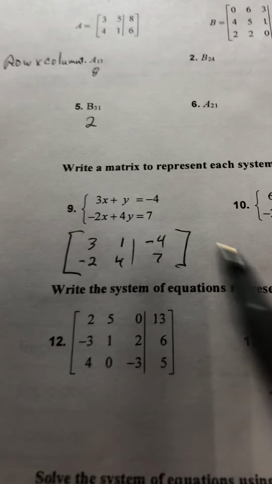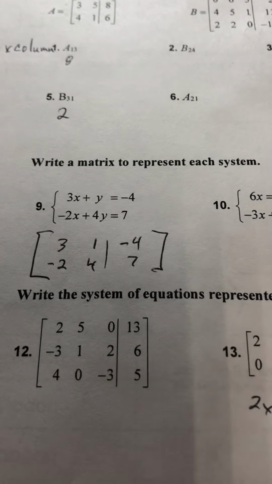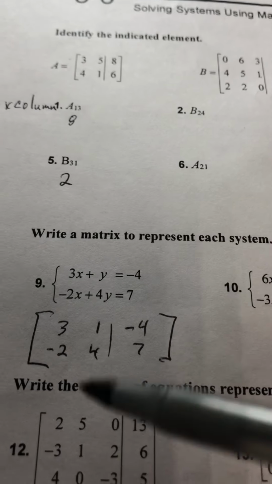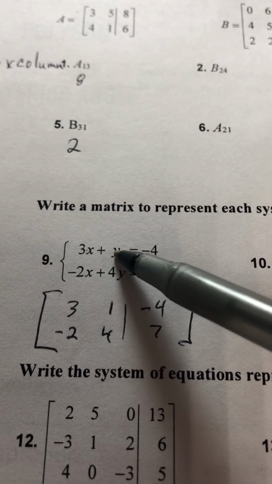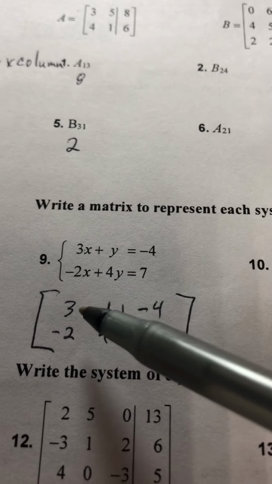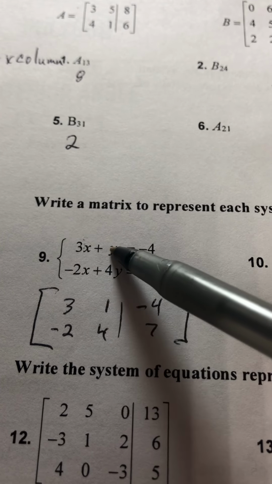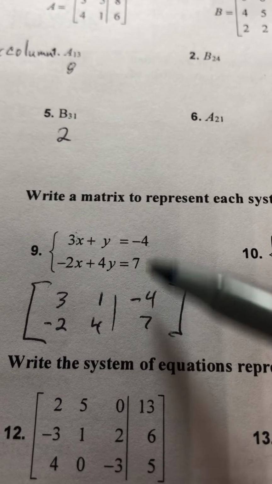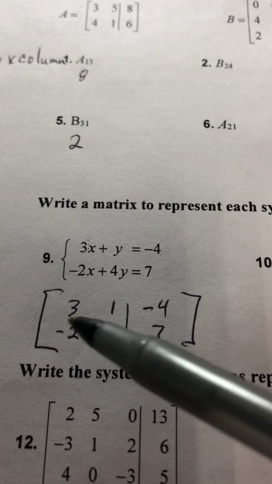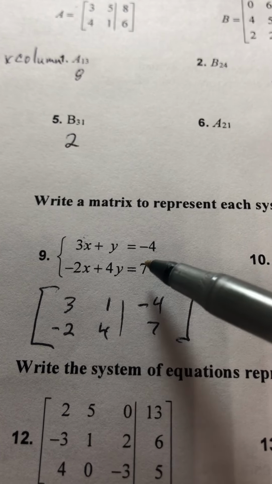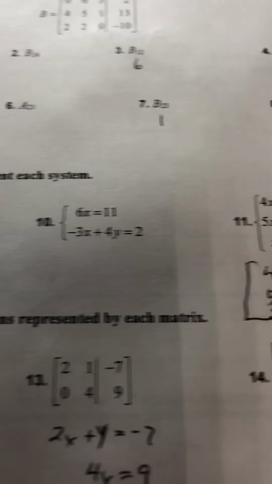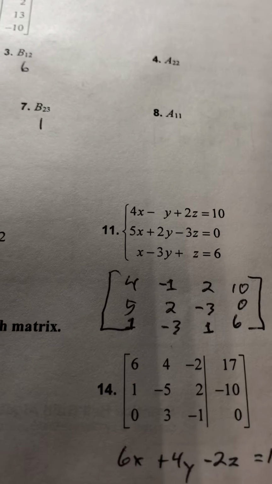All right, write a matrix to represent each system. So we're writing these just based on these numbers that we see in front of our x and y's for this problem. So we have a positive 3, we have a positive 1, there's one y there, and we have a negative 4. Then I have a negative 2, I have a 4, and I have a 7. Try these even ones on your own.